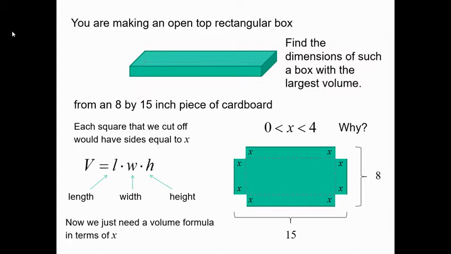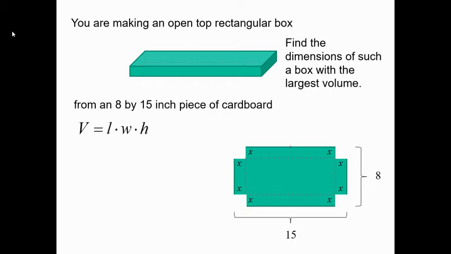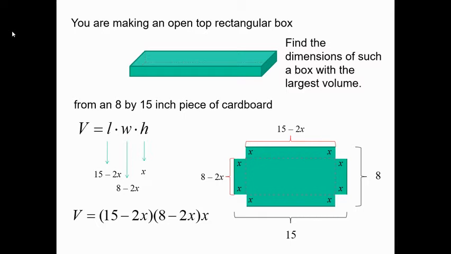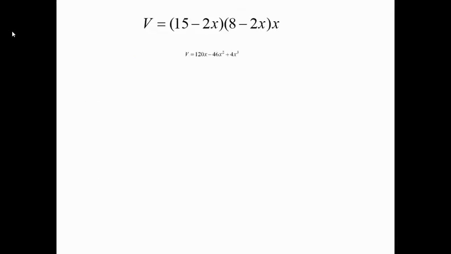Now we need a volume formula in terms of x. Here's our length, 15 minus 2x. Notice how you have two x's on each corner, and that's what you have to subtract. Look at our width. It's 8 minus 2x. And then our height is just x. So the formula is V equals (15 minus 2x) times (8 minus 2x) times x. And when you FOIL it out, that is the cubic function you would get.